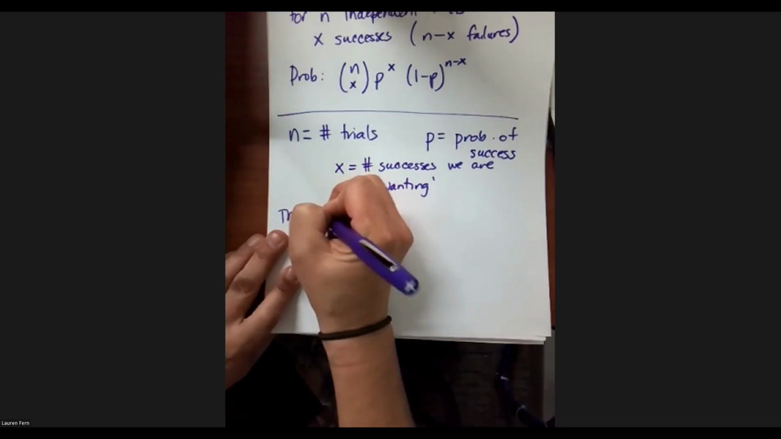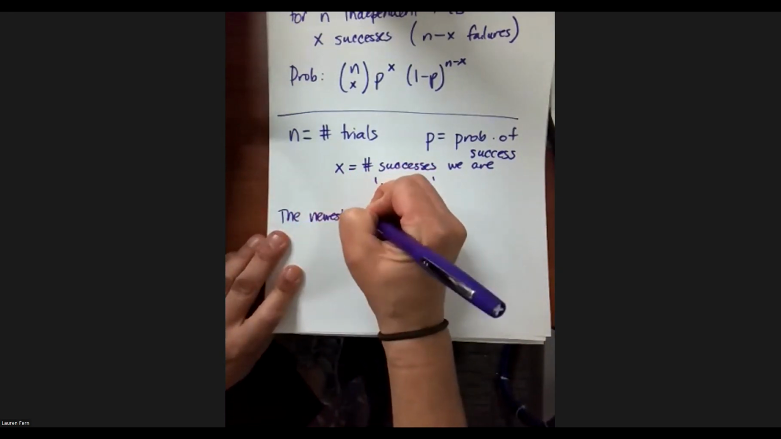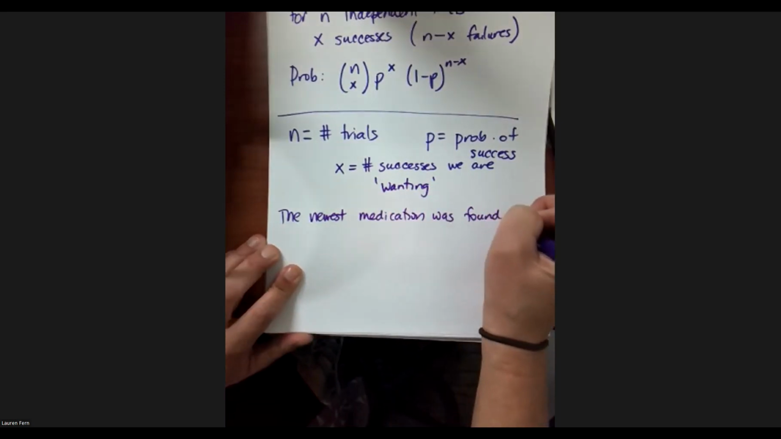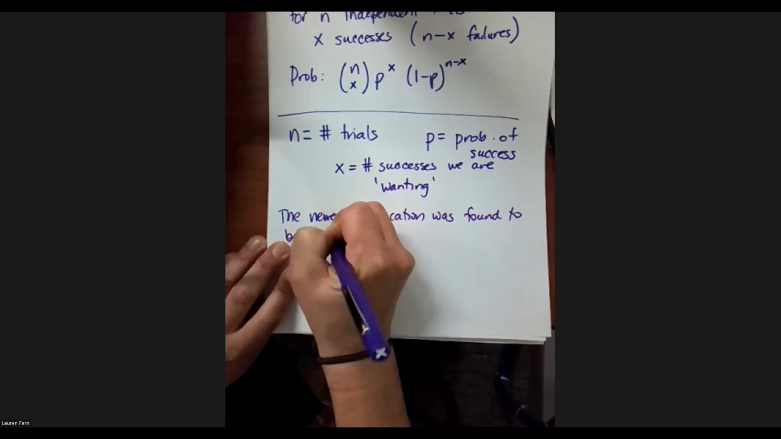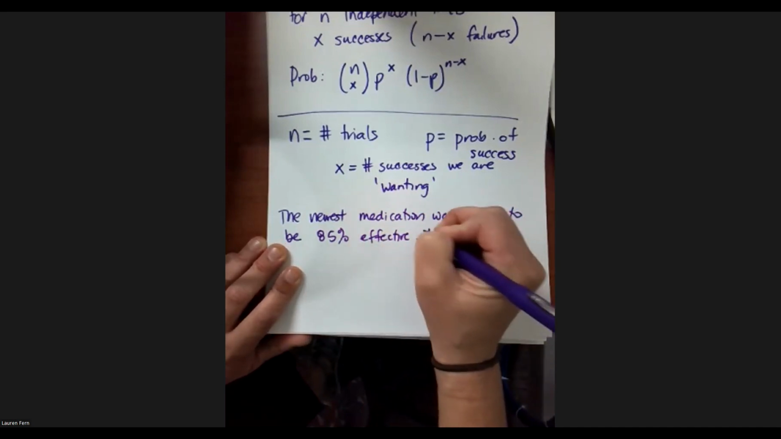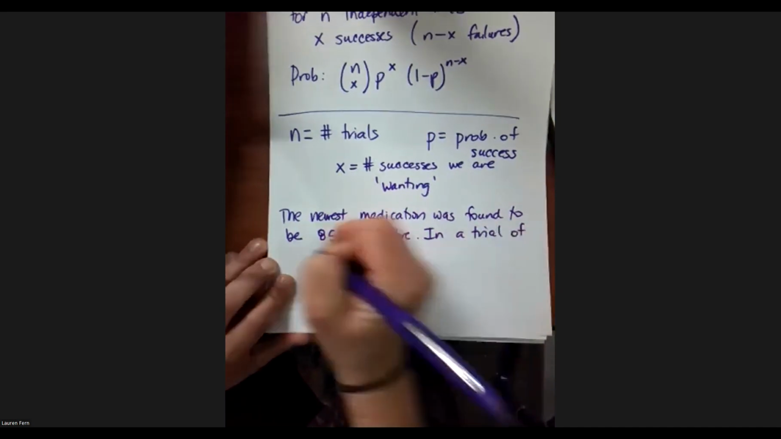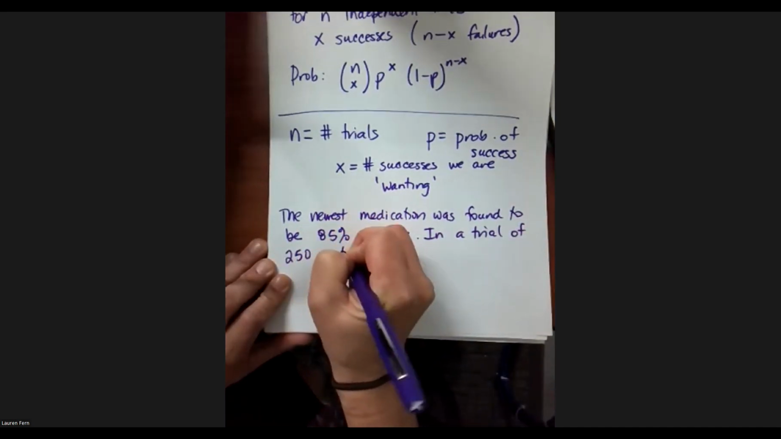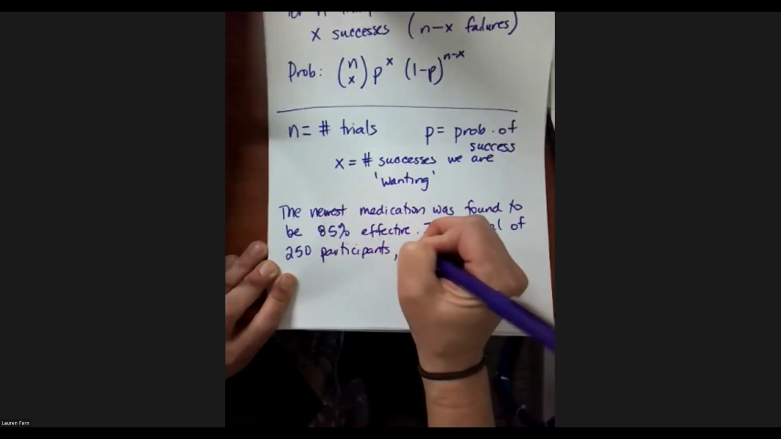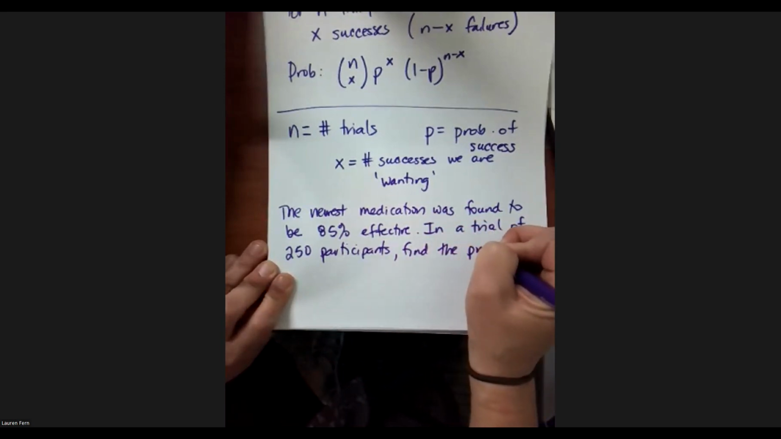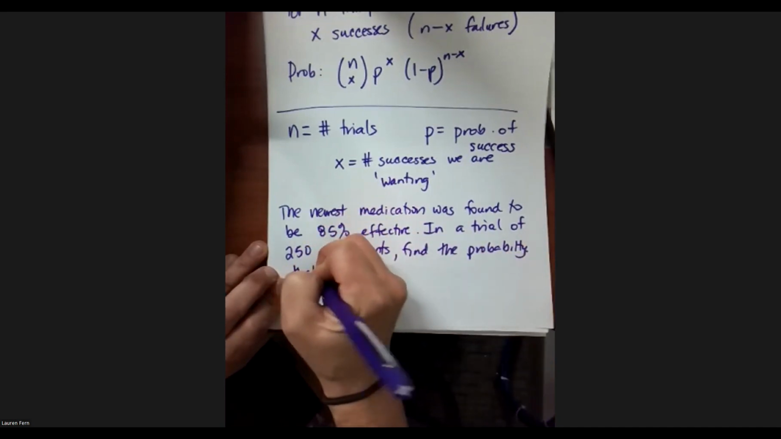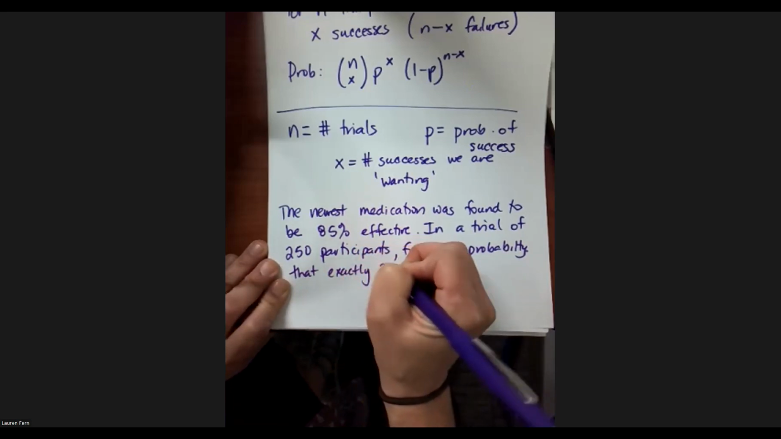So suppose I tell you that the newest medication was found to be 85% effective. In a trial of 250 participants, maybe we want to find the probability that exactly 200 people found it to be effective.